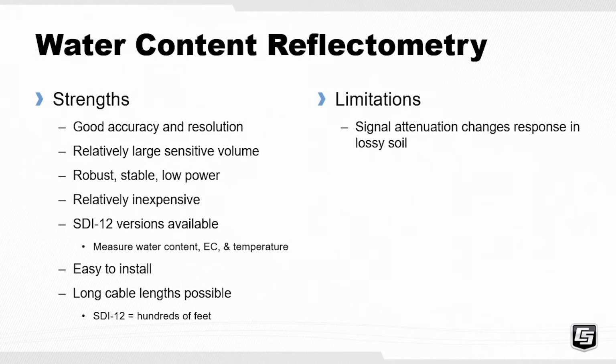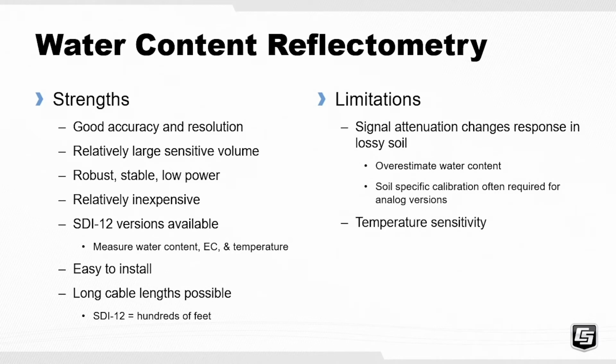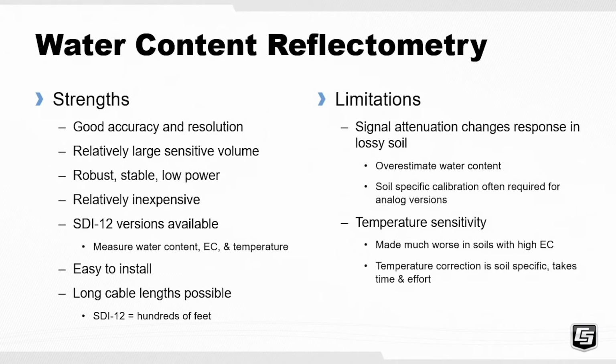Limitations include signal attenuation in lossy soil, and by lossy soil I'm talking largely about the high EC soils, and so that can cause an overestimate of water content, and you may need to do a soil specific calibration. And temperature sensitivity, this also interacts with the high EC soils, and so this can create quite a bit of work to develop your own soil specific calibration.